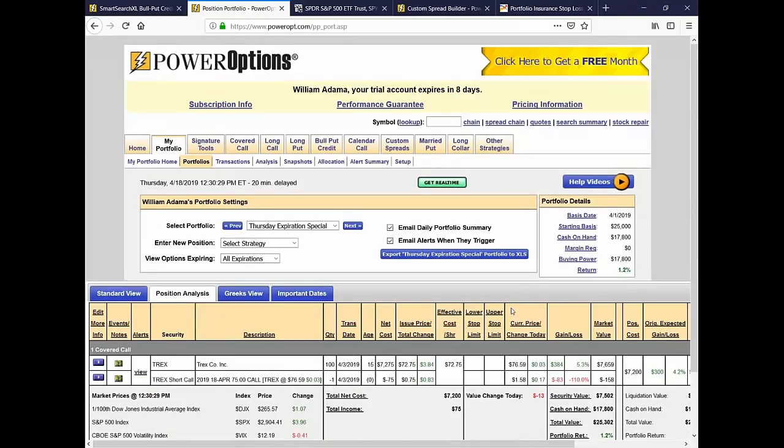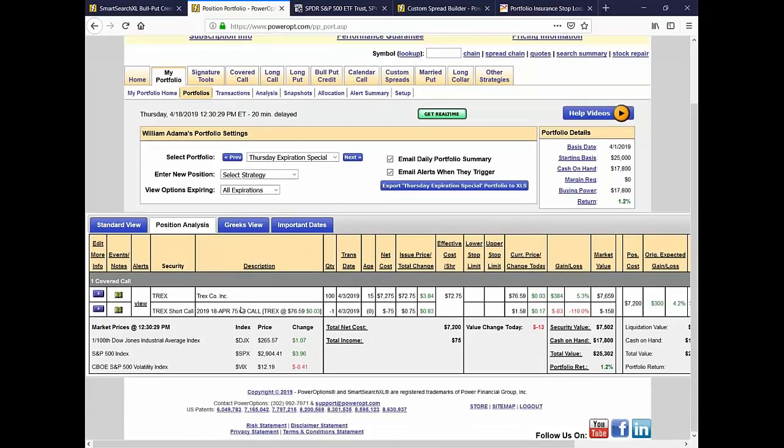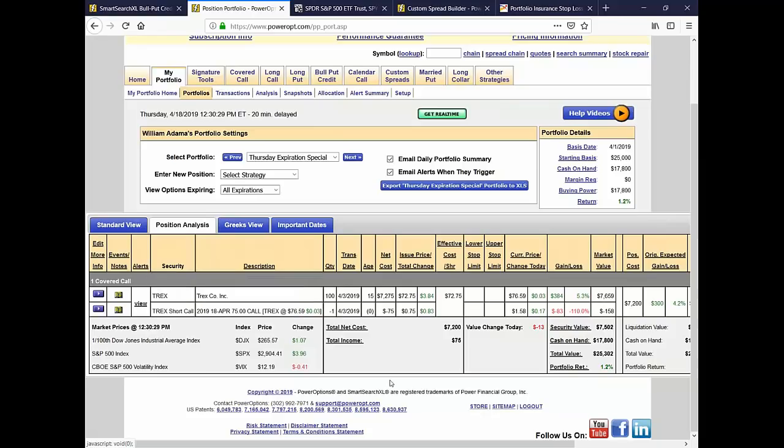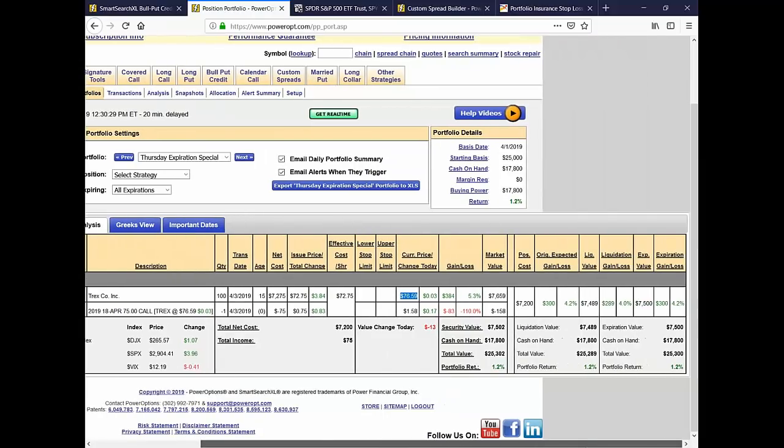All right, so real simple entry. I've selected the strategy I want. It entered it into the portfolio. I can set a variety of different alerts here if I want to. If the stock went to X price or my position was at X profit or Y loss, you can set that in the alerts as well. Now, it shows here my original position. That's great. Stock is now up to 76.59. I'm going to get assigned today and make my expected return of about 4.2%.